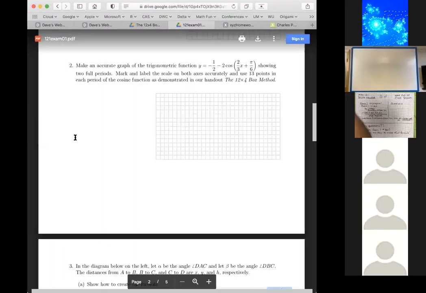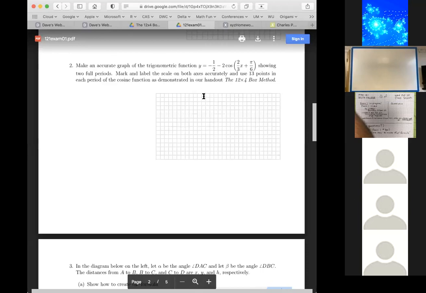Sorry. So make an accurate sketch of this function. Got some funny constants in there, showing 2 full periods. Okay, let's start with that in the instructions. There is a lot of problems in your homework that you submitted that just literally didn't have 2 full periods, even though they looked fairly good. So following instructions will mean you show 2 full periods at least.